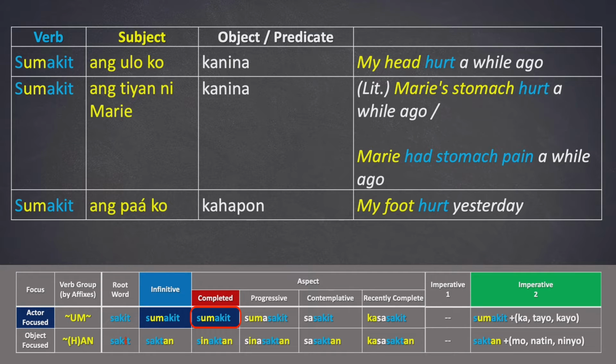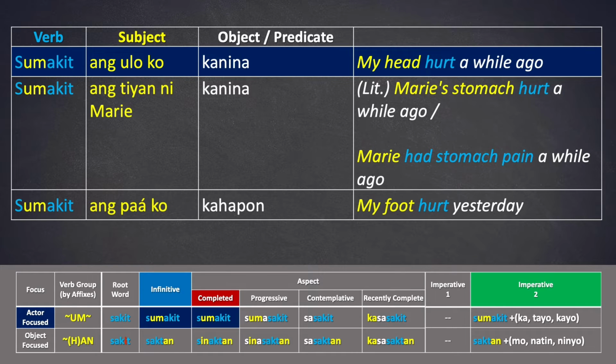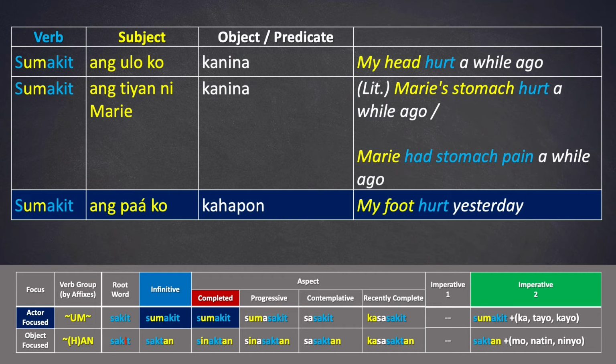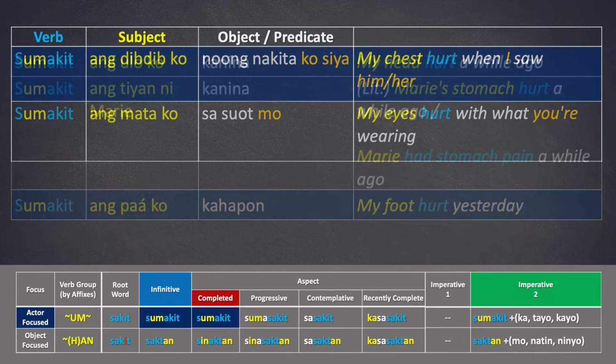Let's have some simple sentences. Here goes. Sumakit ang ulo ko kanina. My head hurt a while ago. Sumakit ang tiyan ni Marie kanina. Literally, Marie's stomach hurt a while ago. Or, Marie had a stomach pain a while ago. Sumakit ang paa ko kahapon. My foot hurt yesterday.